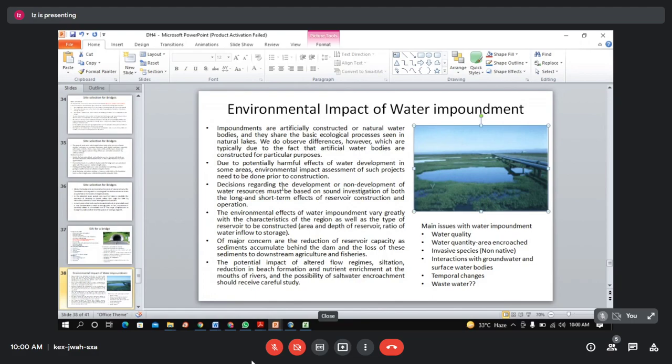Now, decisions regarding whether to make it or not must be based on sound investigation of both long and short term effect of reservoir construction and operation. जैसे मैं बहुत ही यानी आपको इजी वर्ड्स में बताऊं, such water impoundments sometimes used by different departments, right? I would not name, but in my previous job profile, one of the department, they were using it to throw their waste material, liquid waste material, right? So this is one, of course, one type of example, but I mean there could be several issues.